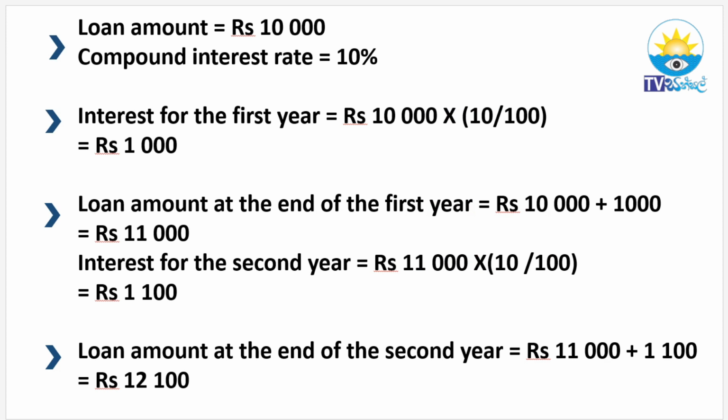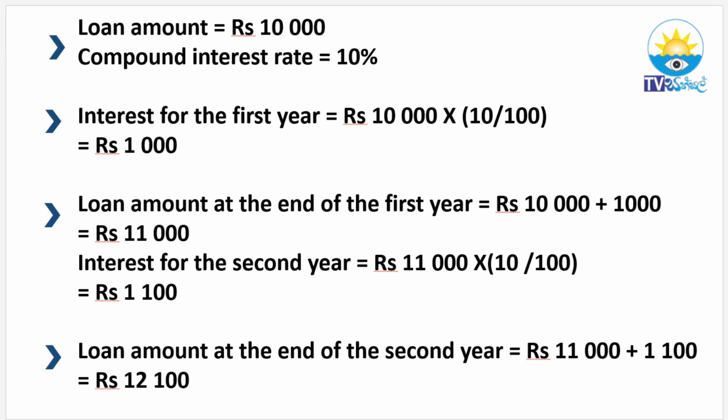Loan amount equals 10,000 rupees. Compound interest rate is 10%. Look at the next step. You can calculate the percentage for the principal separately year by year. Interest for the first year, 10,000 multiplied by 10 over 100.